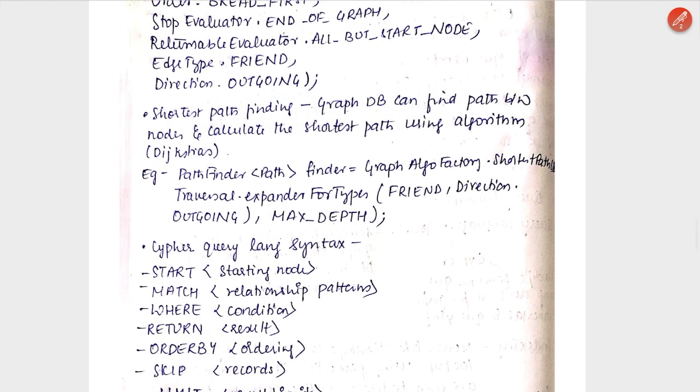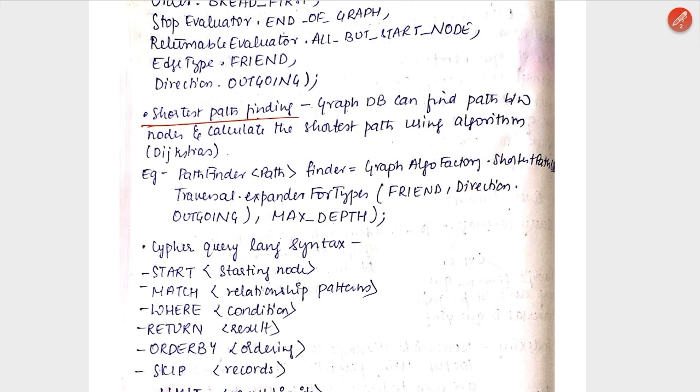Next, we have shortest path finding, or pathfinding. Pathfinding is another function. With pathfinding, the graph database can find paths between the nodes and calculate the shortest path using Dijkstra's algorithm. So identification of paths between the nodes takes place here.